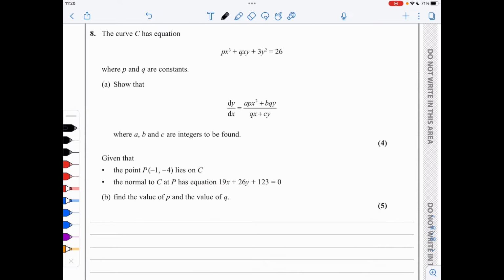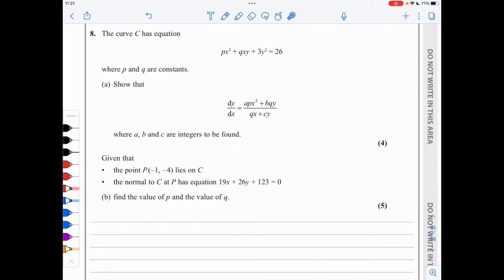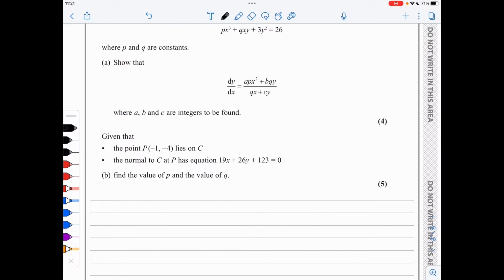In question 8, we've got a curve being described here in terms of p and q constants, and we need to show that dy/dx takes this form. Obviously, I need to use implicit differentiation. So from left to right, we differentiate with all the usual rules. If we happen to come across a term that contains y that we differentiate, then I put a dy/dx term as well.